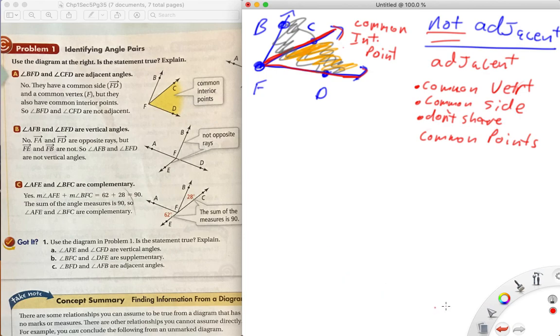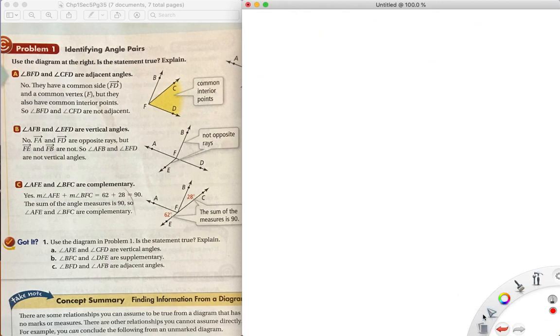Okay. Example number 2, they ask me if these guys are vertical angles. So I have a ray here.